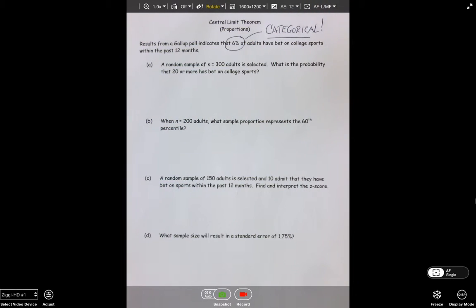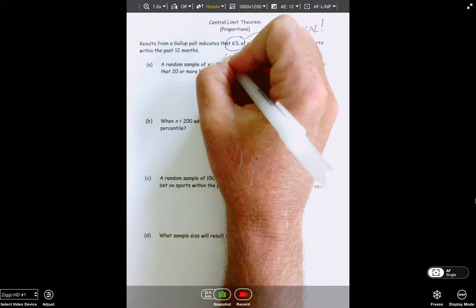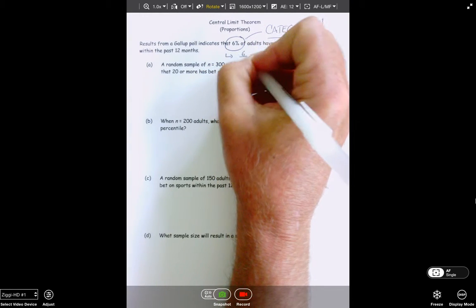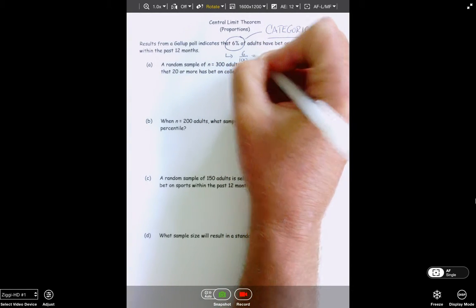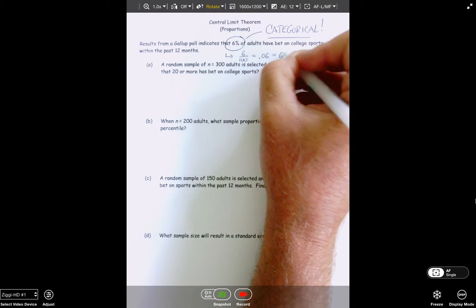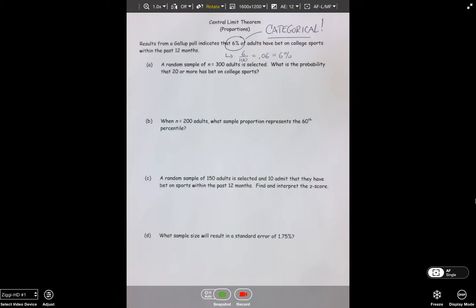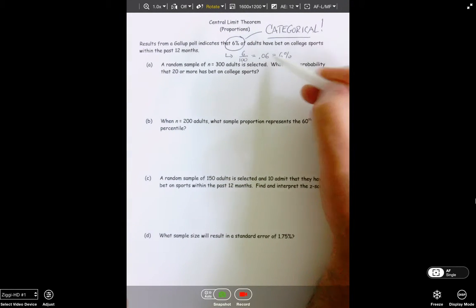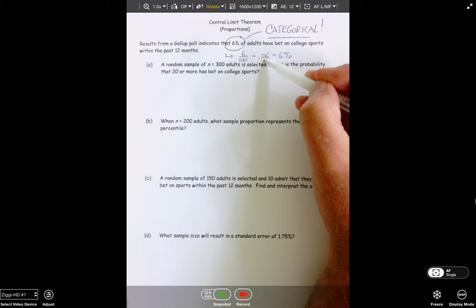Categorical. 6%, 0.06, 6 out of 100. Regardless, again, remember, we can express this as a fraction, as a decimal, or as a percentage. Those are all equivalent. This is the way it's usually expressed. This is the form we usually work with.